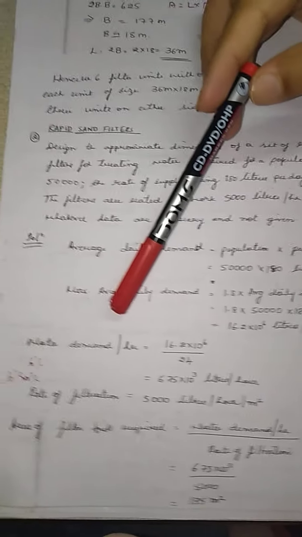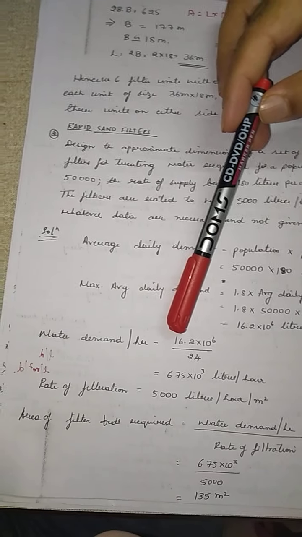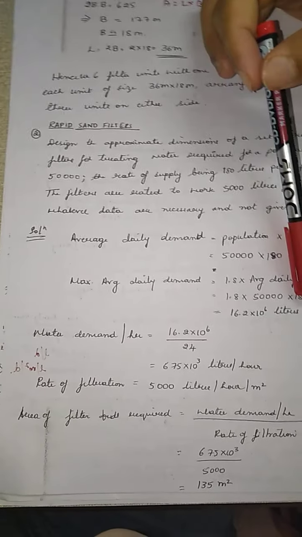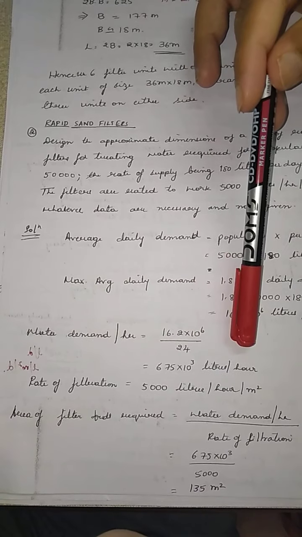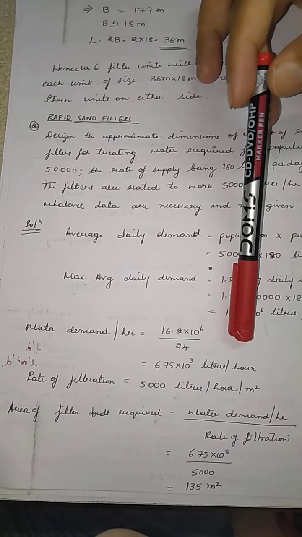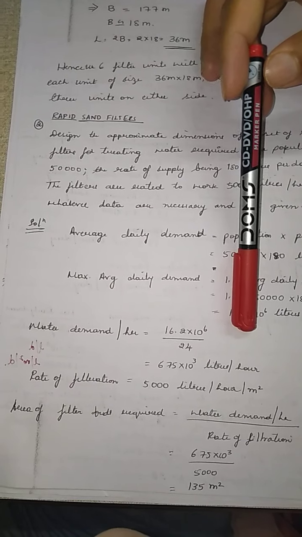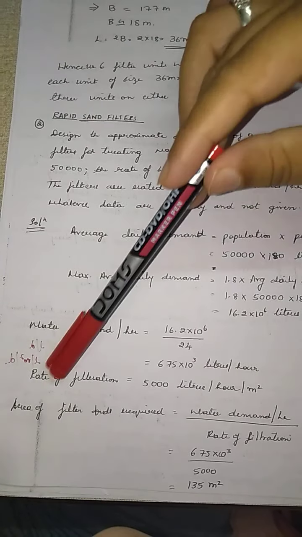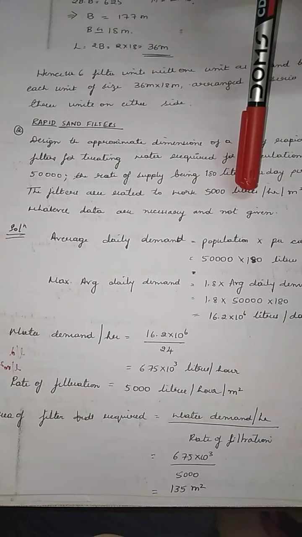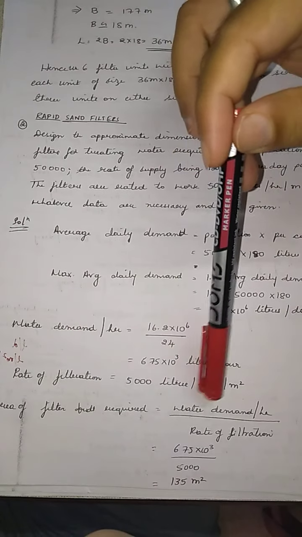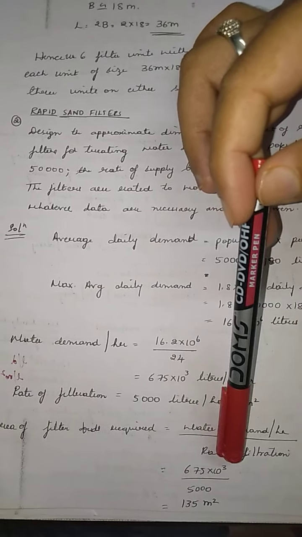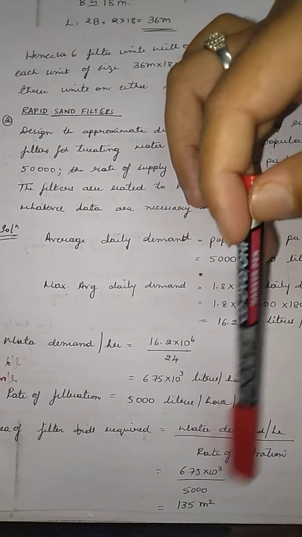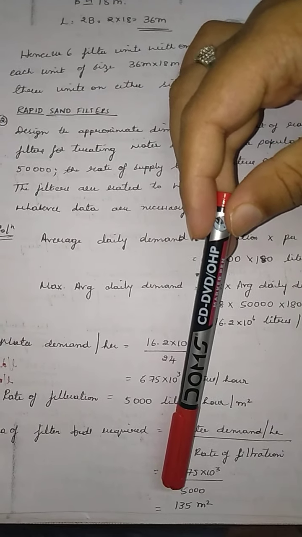Now the water demand per hour: it is given per day, so we convert it into liters per hour. We get 675 into 10 to the power 3 liters per hour. Now what is the rate of filtration? It is 5000 liters. Area of the filter bed is water demand per hour divided by rate of filtration. It is 675 into 10 to the power 3 divided by 5000.